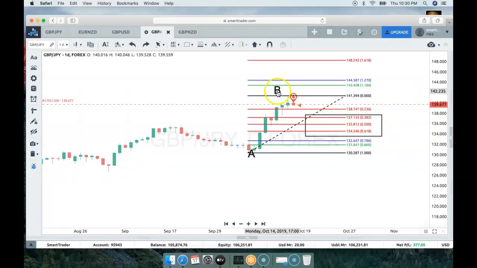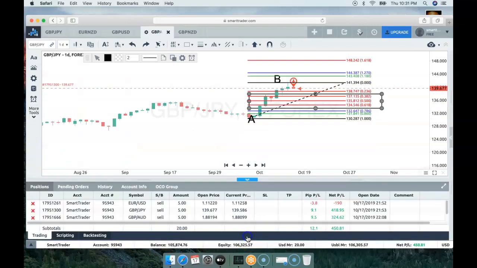So we need a few things to happen. Price to hit this red zone, and then we need a candlestick pattern. So I'll pause the recording and come back to see if price does reach this level of support. We're going to enter the trade.